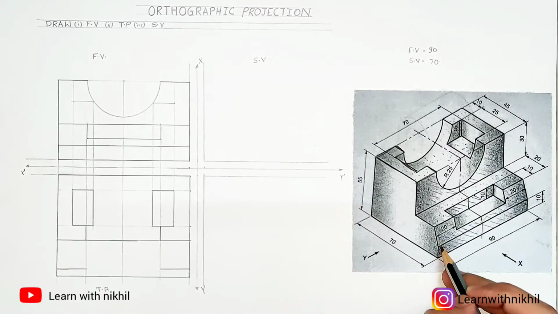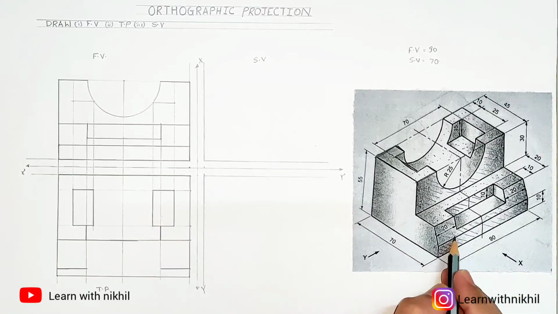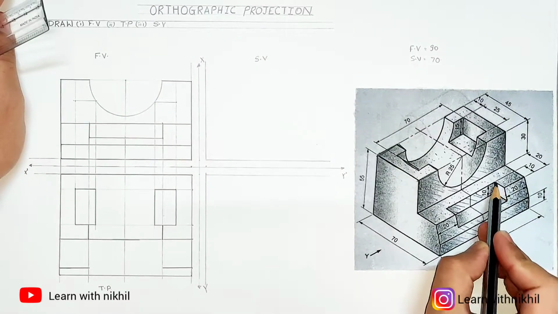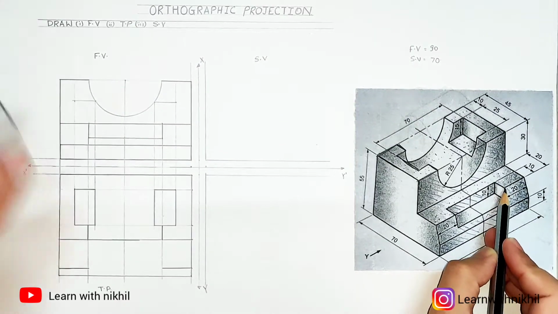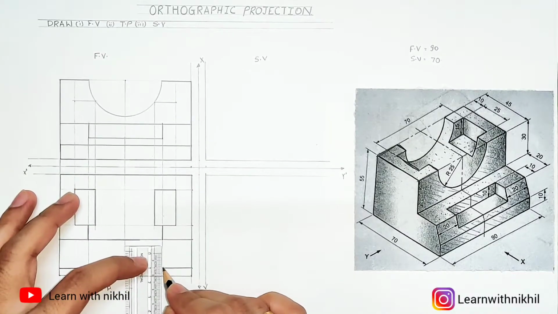Now this slant line extension can't be judged from the top view. We have to take the projection from the side view to the top view to get the slant line. So we'll do that later. Now this distance is 10 millimeter. So we'll mark a line of 10 millimeter.